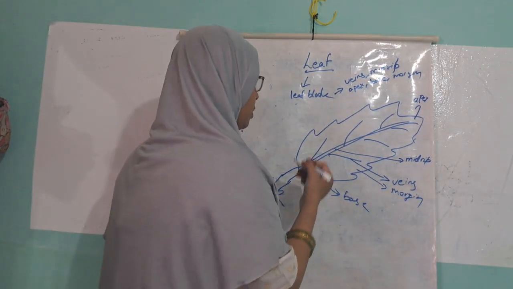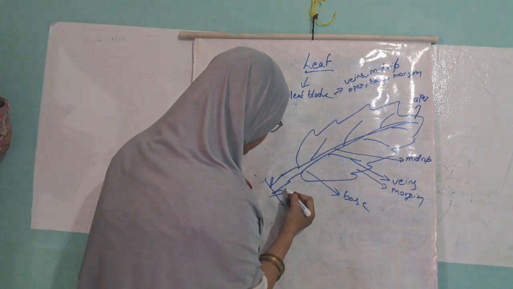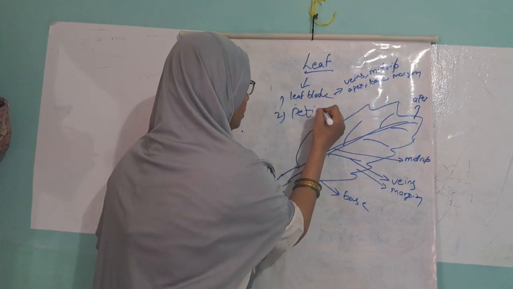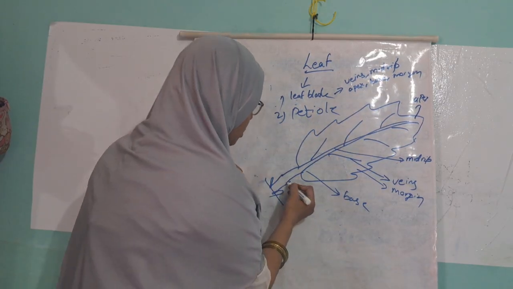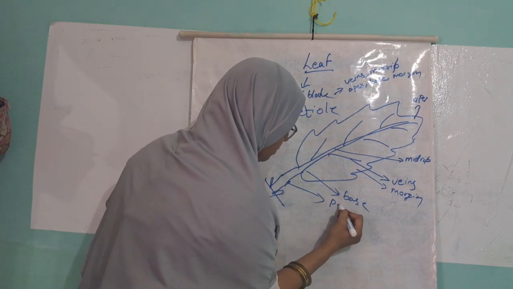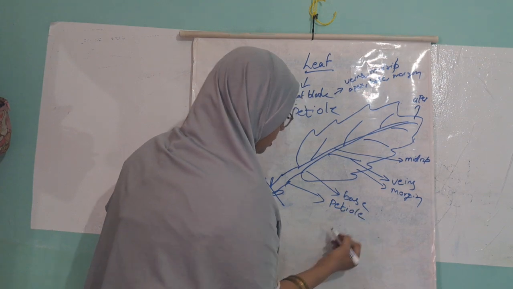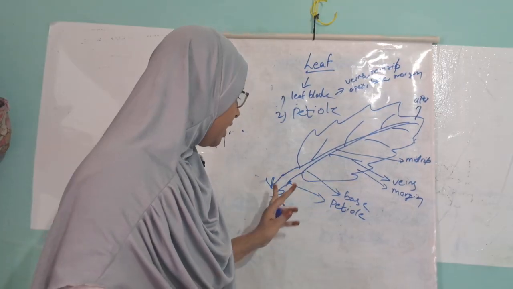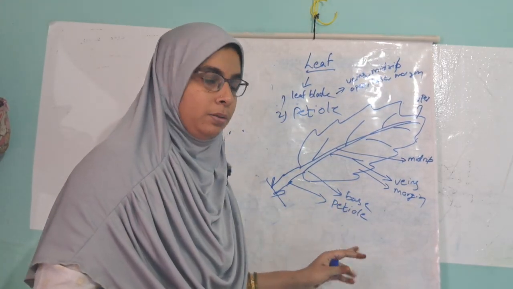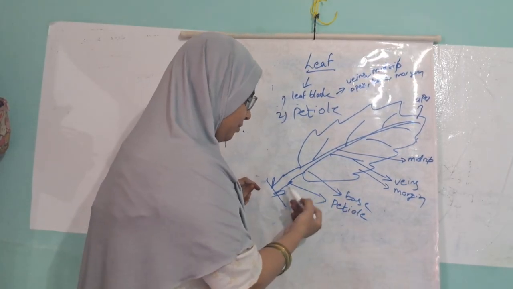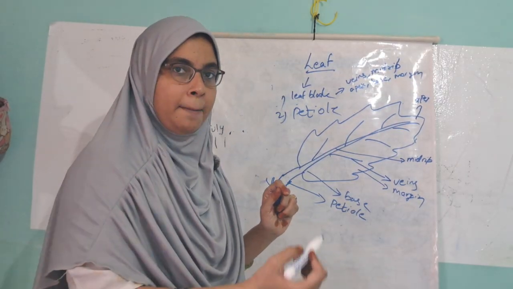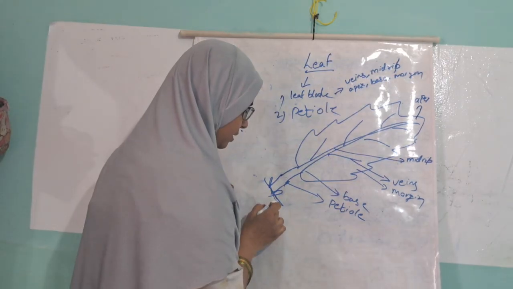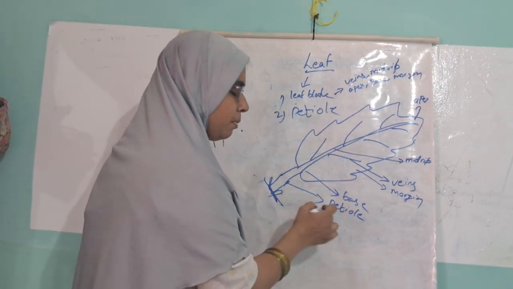So, what is petiole? In the leaf, there is a petiole. Where is the petiole? Petiole is here. The part that connects the leaf and the stem is called petiole.